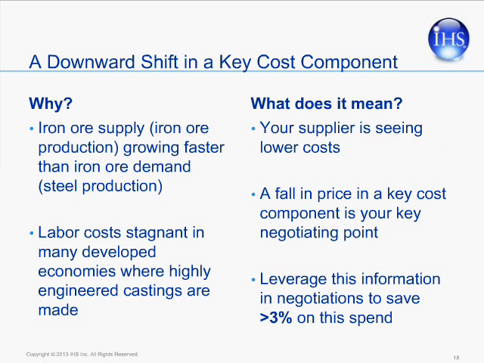So what does this mean? Well, clearly your supplier is seeing lower costs, and a fall in price in the key cost component is going to be your key negotiating point going forward. And as we've identified with the two different growth rates, both the pre-2012 growth rate and the post-2012 growth rate for industrial valves, it's a difference of about 3% a year, which is not insubstantial when you're talking about a larger spend. So just by bringing these components to the table, you're able to present a strong case for a 3% savings on this spend.